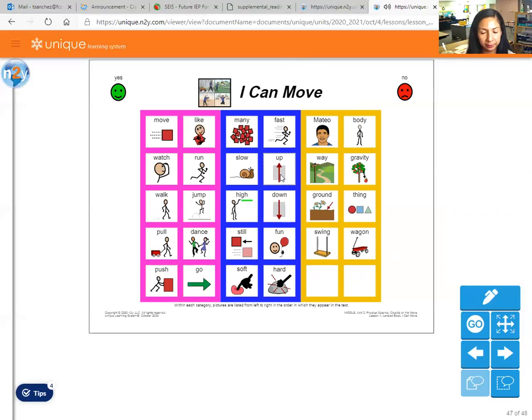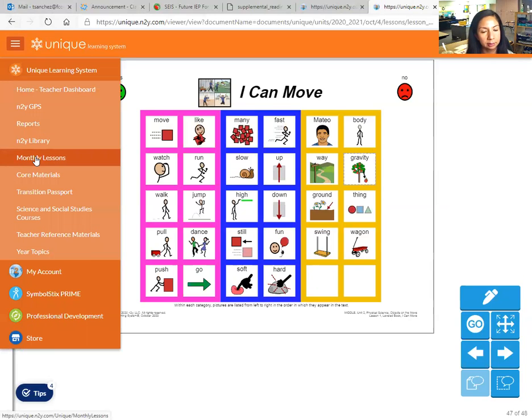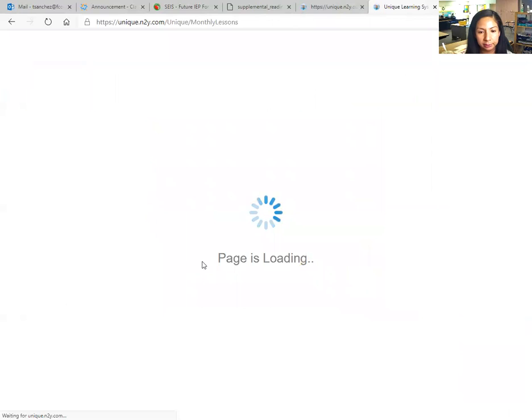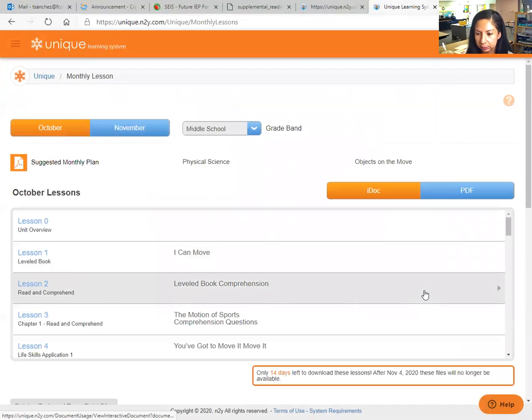Up. Up is moving toward the sky. Down. Down is moving down toward the ground. Gravity. Okay, gravity is a force that moves something toward the ground. Like what moved this apple off the tree into the ground is gravity. And those are some of our vocabulary words. Now we're going to go ahead and do the questions.